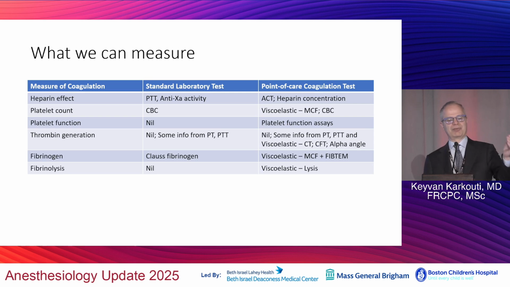So in terms of what we can measure, so heparin effect, you can use PTT for low-dose heparin, ACT for high-dose heparin, platelet count, CBC, and I have CBC both as point-of-care and standard laboratory, because you could actually do CBC point-of-care. Viscoelastic gives you a rough idea of what the platelet count is. I'll get back to that.